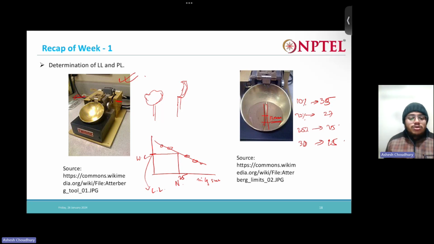And for plastic limit, what you need to do? You need to take the soil in the hand and keep on making a roll like this. The moment at which a 3 mm diameter string of soil just begins to crumble, that point is the plastic limit. Say we're rolling at 3 mm, it begins to crumble, that means you have reached the plastic limit. Then we take that soil, put it in the oven, and get the water content.